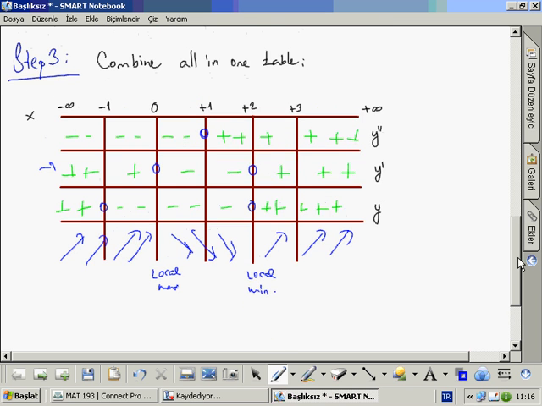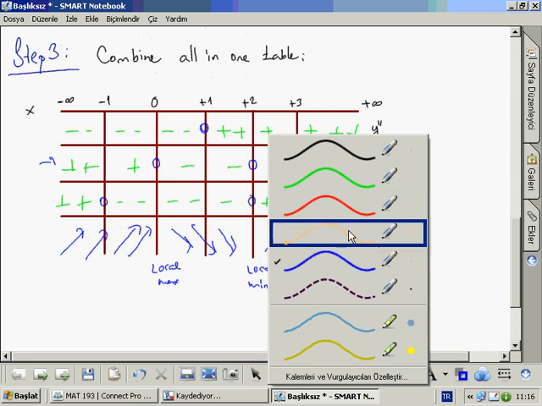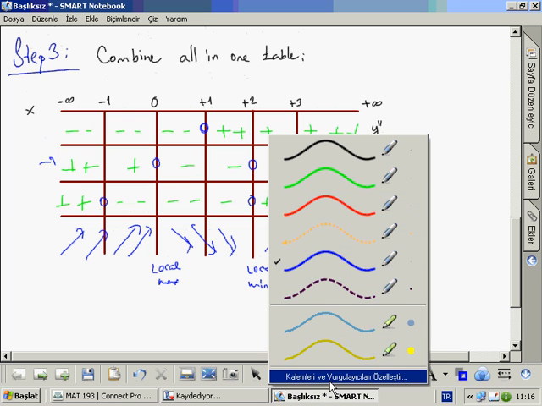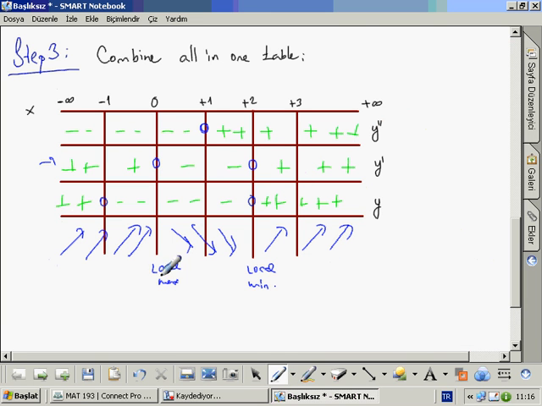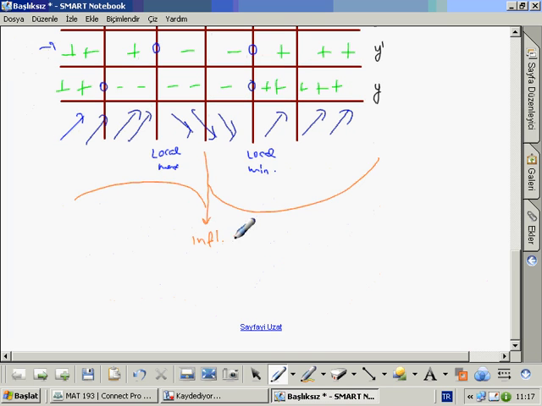And now when you look at another point, which is the y double prime, as you see, negative, negative, it will be concave down here, and after that this will be concave up. As you see, this point is an inflection point, concave down and concave up.